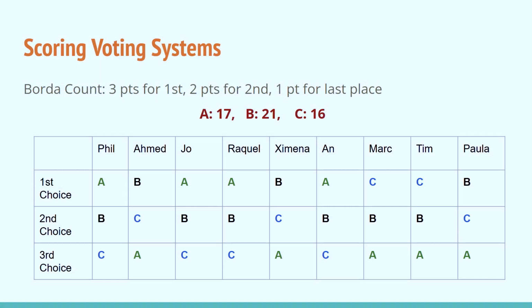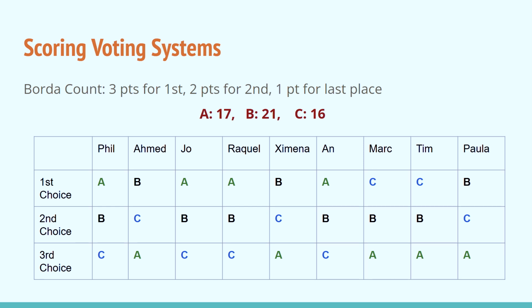Okay, so that should be the score. Does that look right? So B would win. B would have 21 points. C and A are pretty close to tying for second, 17 and 16. Now there's a lot of different versions of Borda count.